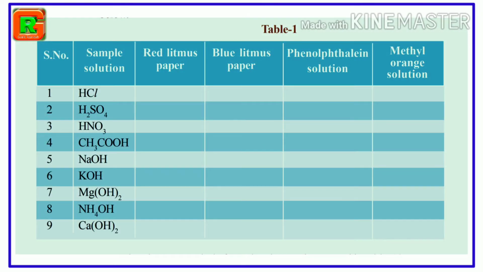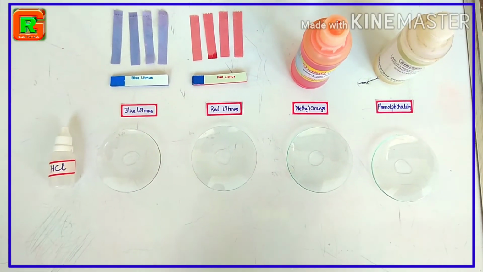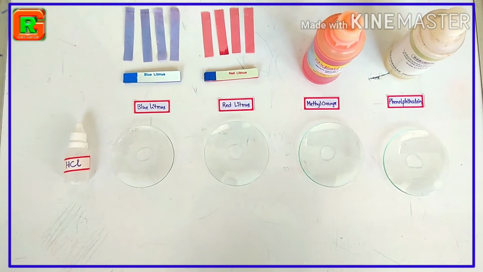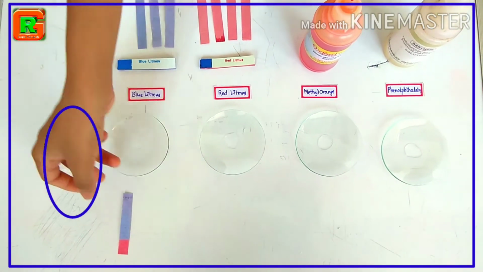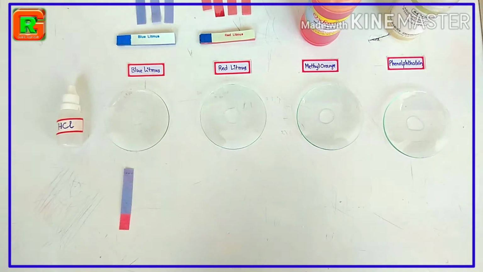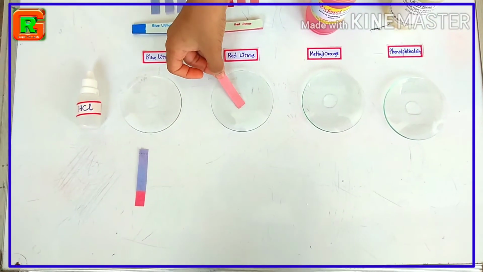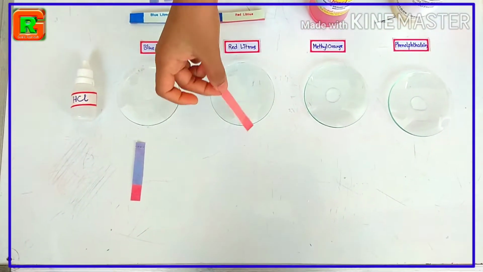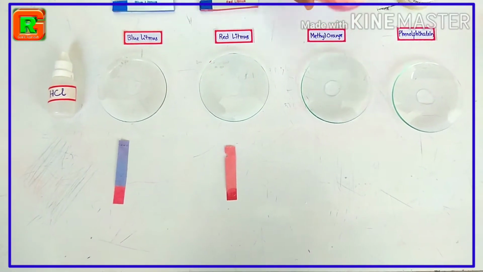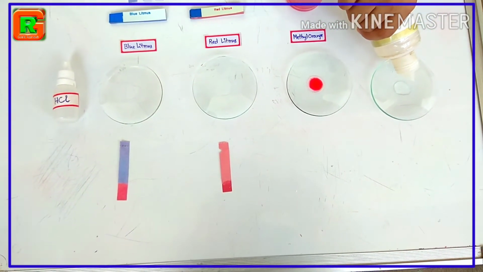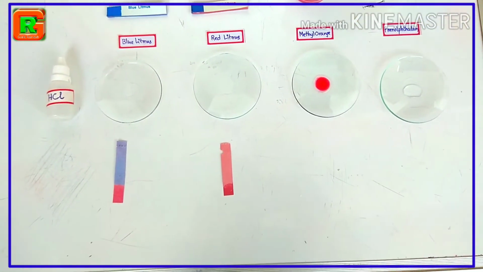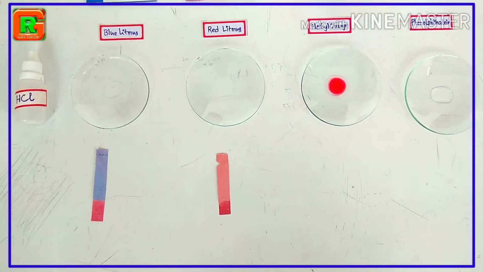Now, let us test each substance with all the indicators at a time. Let us take HCl first. HCl changed the blue litmus paper into red color. It did not change the color of red litmus paper. It changed the methyl orange into red color, and it did not change the color of phenolphthalein.